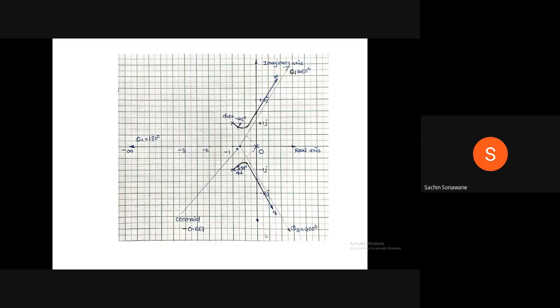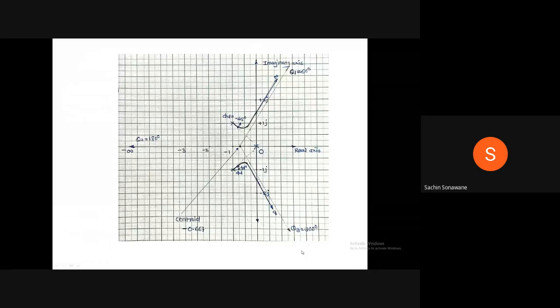Now this is your root locus. The X axis is known as the real axis, the Y axis is known as the imaginary axis. Therefore, locate the poles 0, minus 1 plus j, minus 1 minus j. The centroid you have to locate at minus 0.67. Draw the angles theta 1, theta 2 and theta 3.